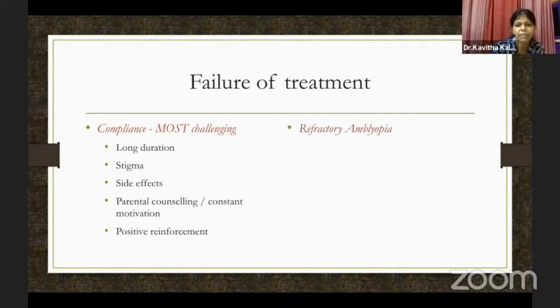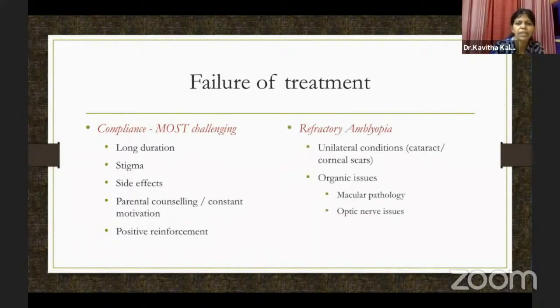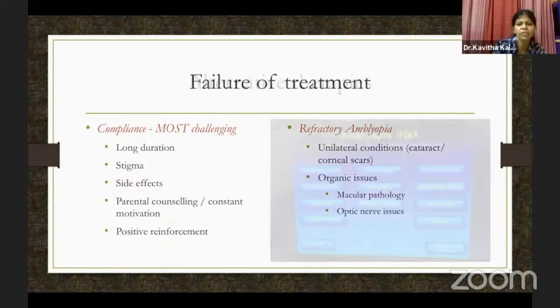Refractory amblyopia: sometimes amblyopia refuses to improve, especially in conditions with unilateral dense media opacities, cataracts, even if we operate at a very young age. And sometimes there can be very subtle organic issues like macular pathology and optic nerve issues.